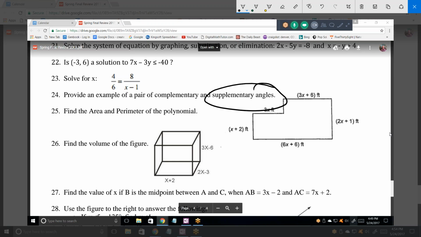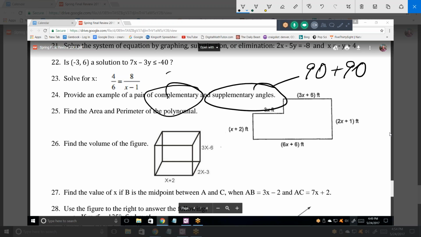90. Complementary is half of that. Complementary angles add up to 90. So give me two angles that add up to 90. 45 and 45. Give me two other ones. Two angles that add up to 90. They have to add up to 90 for them to be complementary.